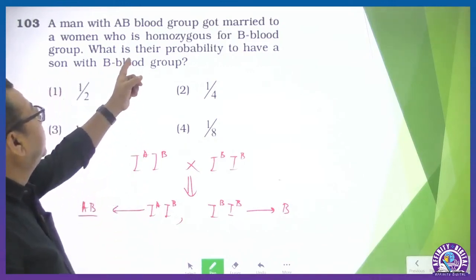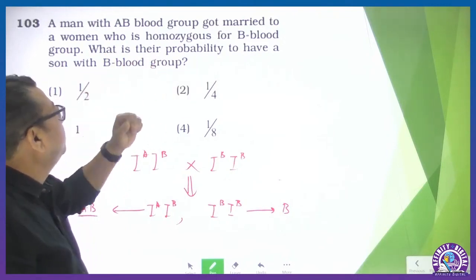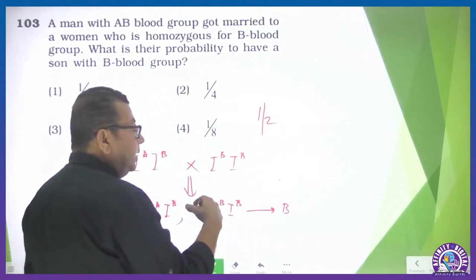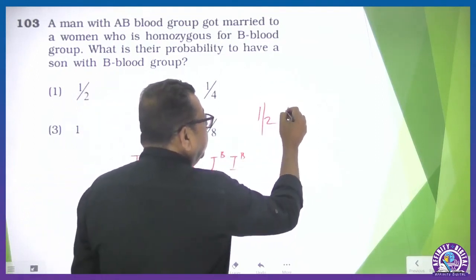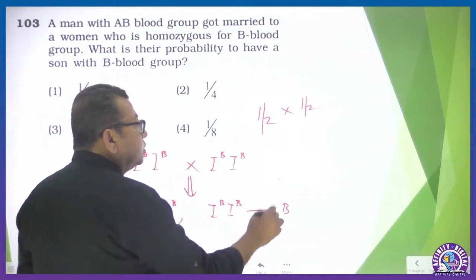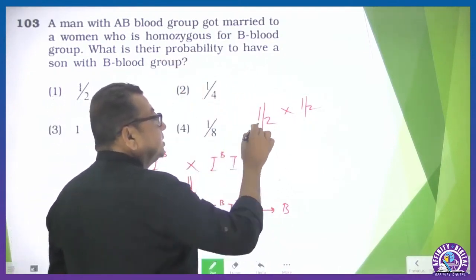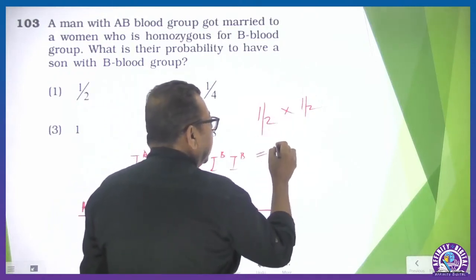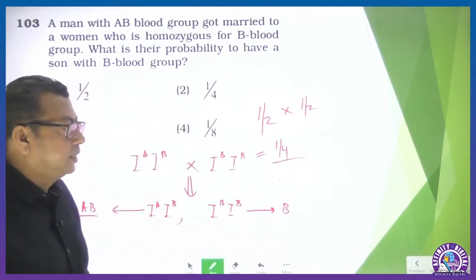Lekin yahan pe kya pucha hai, what is the probability to have a son with B blood group? What is the individual probability to have a son with B blood group? Ek progeny ko B blood group hone ke liye individual probability kitna hai? Half. So what is the combined probability of these parents to have a son with B blood group? To unke liye answer will be 1 by 4. So 1 by 4 is the answer.